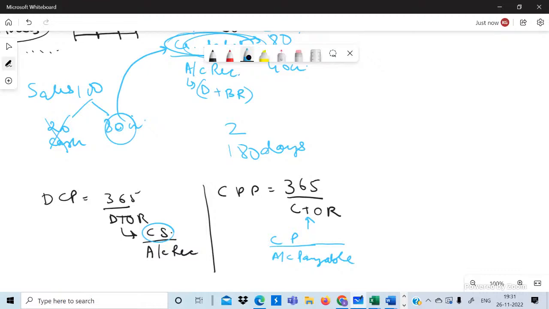So as a company, you want debtors collection period to be low, which means you want your debtors turnover ratio to be high. So there's an inverse relationship.